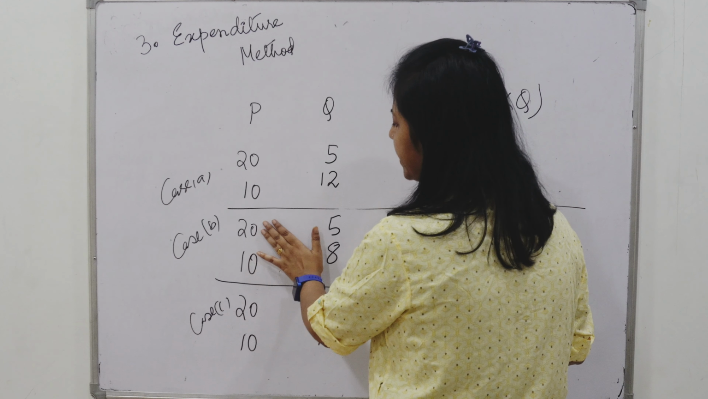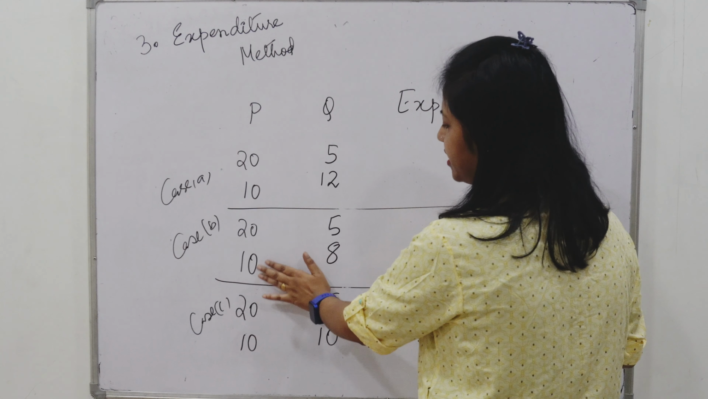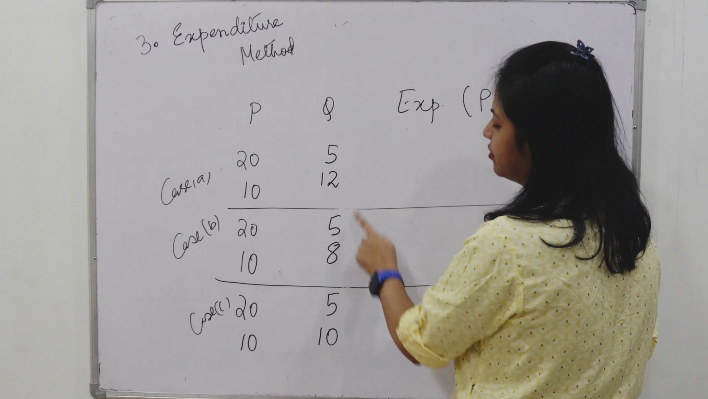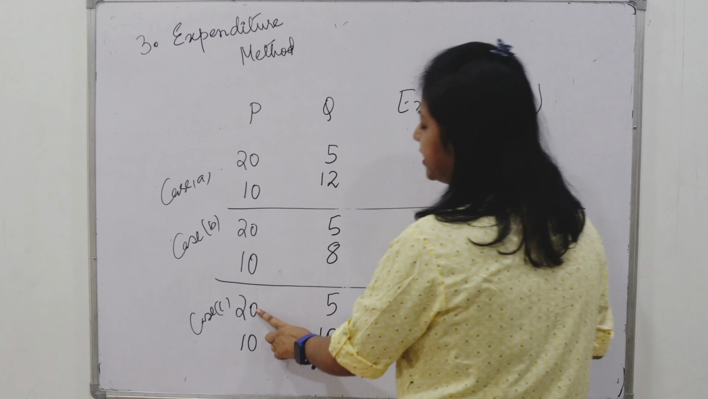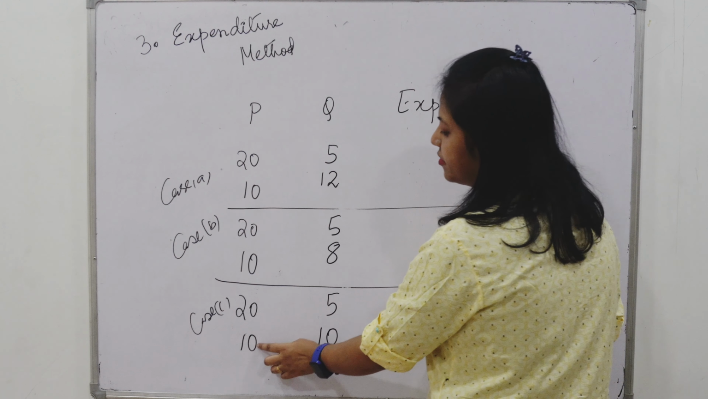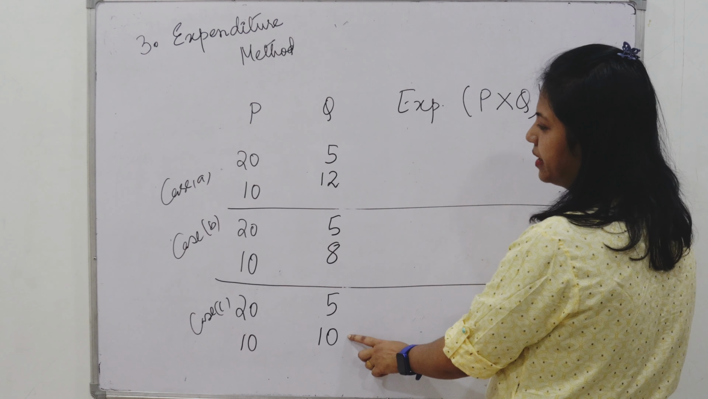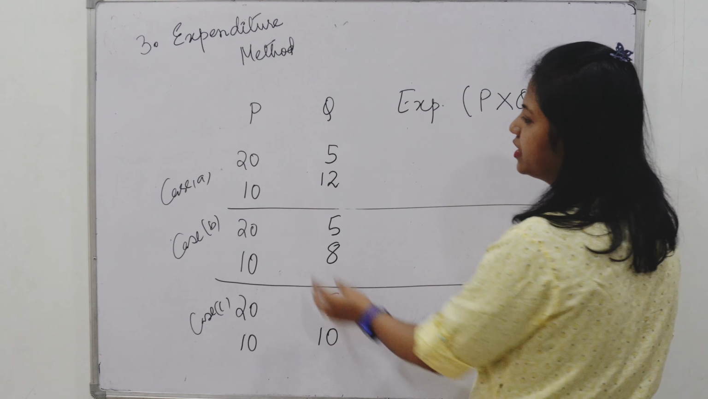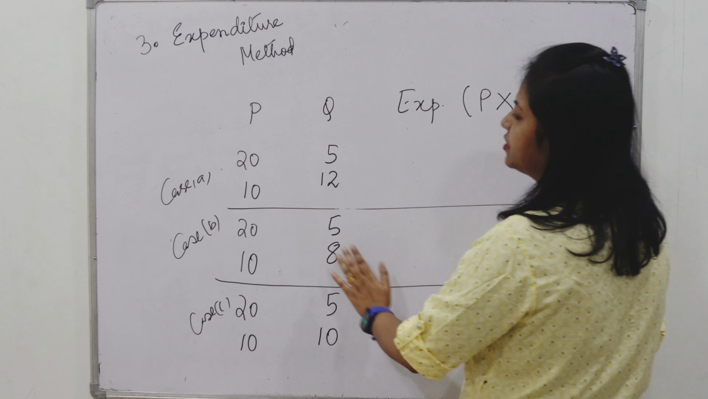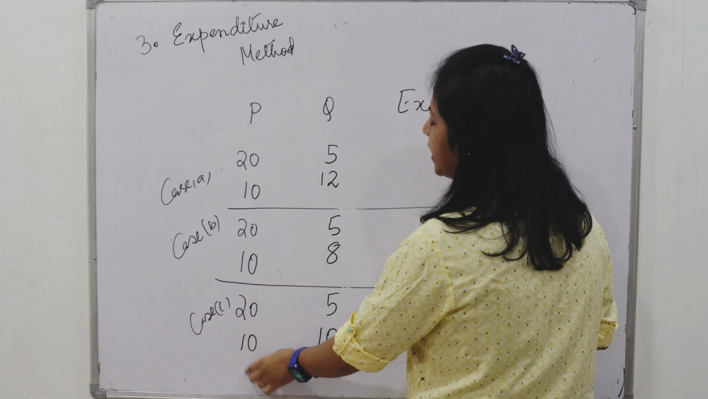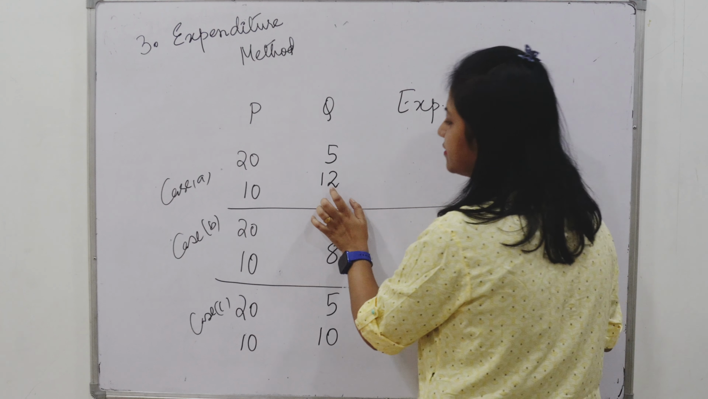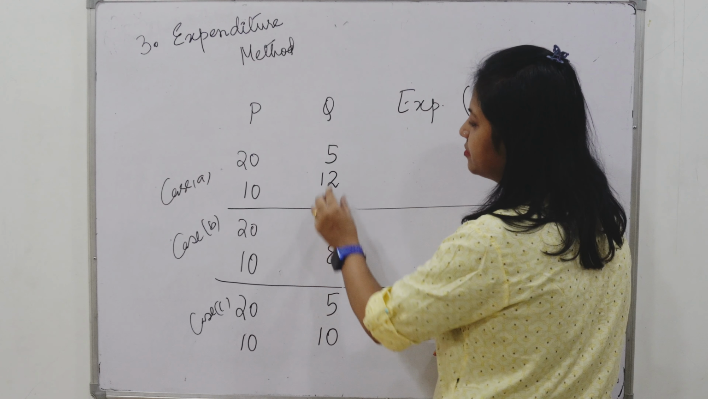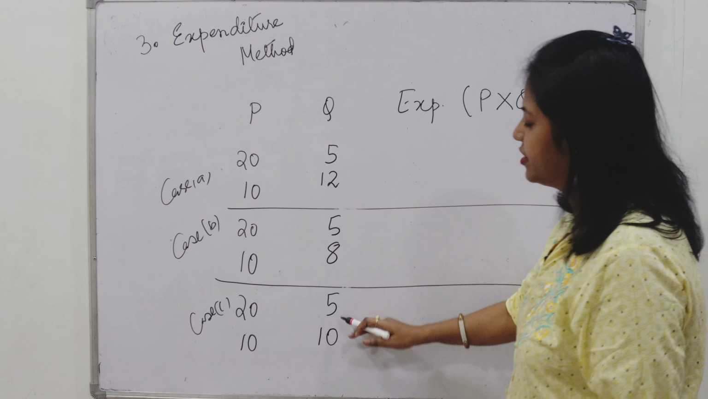Case B: the price was 20, dropped to 10, same, but my demand was earlier 5, now I am purchasing 8. So here it was 12, here it was 8. In case C, same, I am decreasing the price, my quantity demanded is increasing, but now it is from 5 to 10. So what difference do you see? All the information is the same. The only difference is that due to the change in the price, my quantity demanded is in this case 12, in this case 8, in this case 10. But in all the three cases, my quantity has increased from 5.